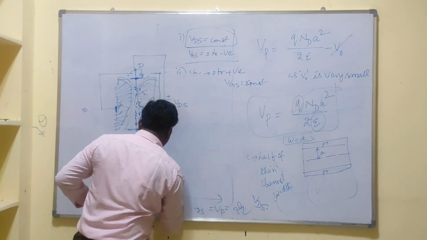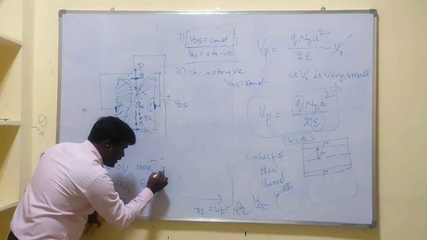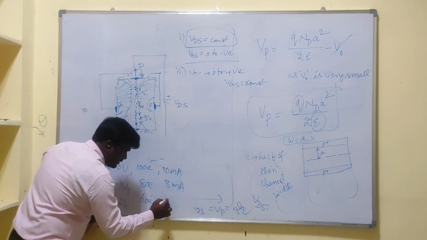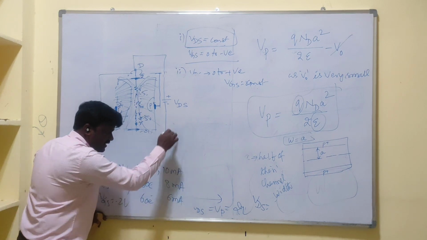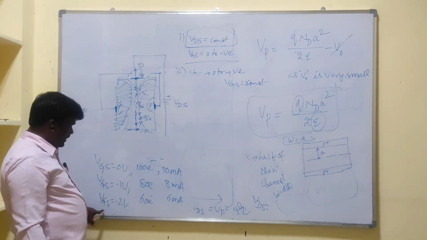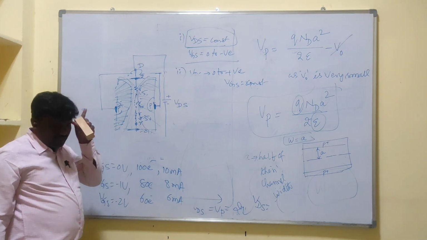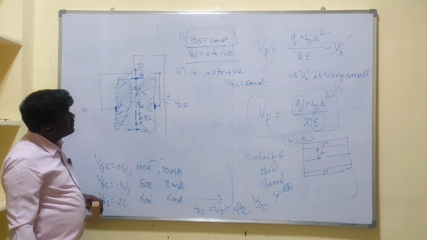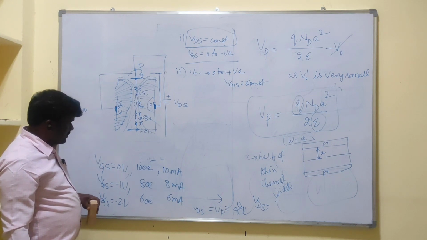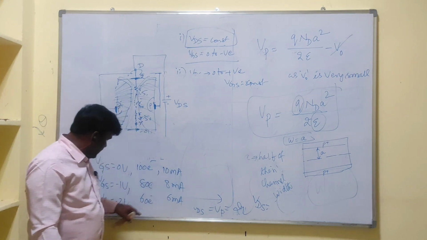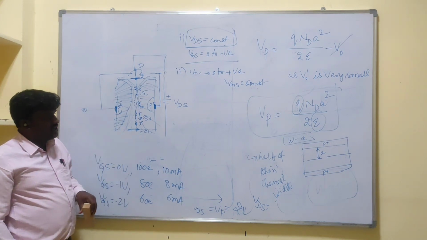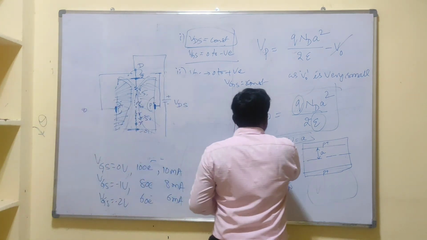Okay, I will draw this graph later. So, in this case, we will get 10 milliamps current, and in this case, 8 milliamps, and in this case, 6 milliamps, and it decreases, and at the particular value of VGS equal to pinch off voltage, current will become 0. Already we discussed in the first case. Now we will draw the characteristics.